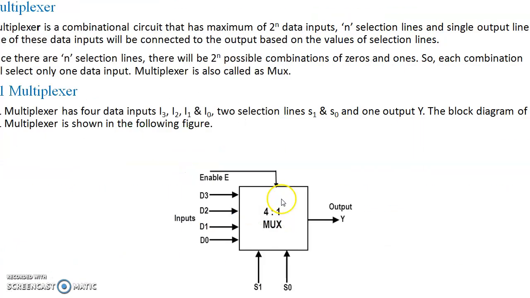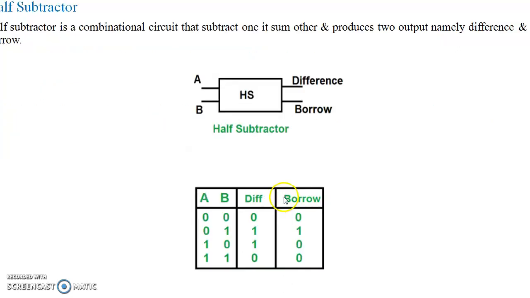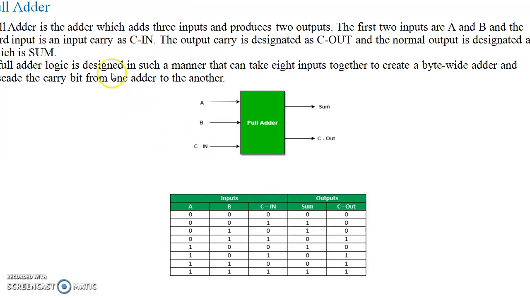So, what is full adder? Full adder is the adder which adds 3 inputs and produces 2 outputs. So, in full adder we are using 3 inputs and we are getting 2 outputs. The first 2 inputs are A and B, and the third input is an input carry, that is denoted by C in. Then the output carry is designated as C out, and the normal output is designated as sum, which is S.